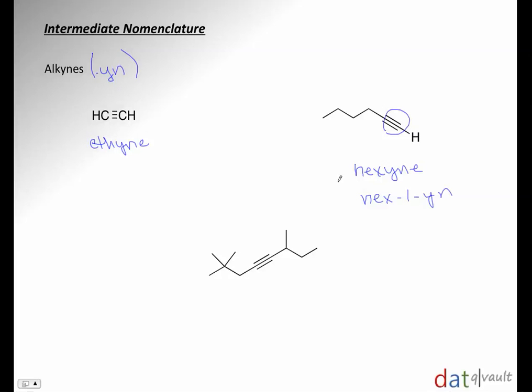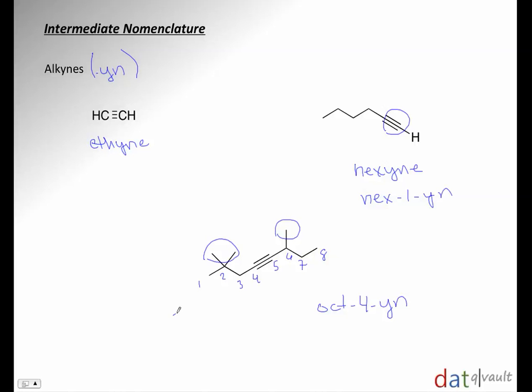Alright, let's look at a slightly more complicated example of an alkyne. We're going to start again by numbering our longest hydrocarbon chain. So we notice that the alkyne is at the 4 position. So this is going to be an oct-4-yne. Placing the substituents in the name, there are 2 methyl groups at the 2 position and a methyl group at the 6 position on this hydrocarbon chain.